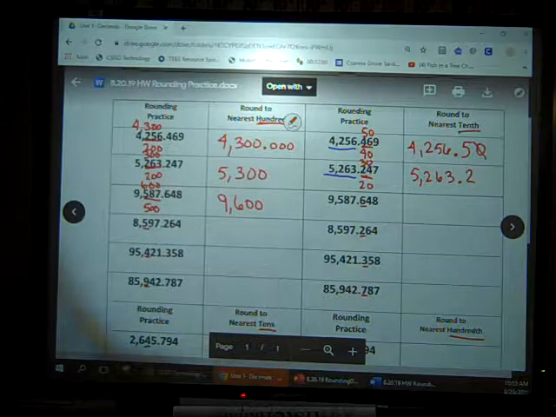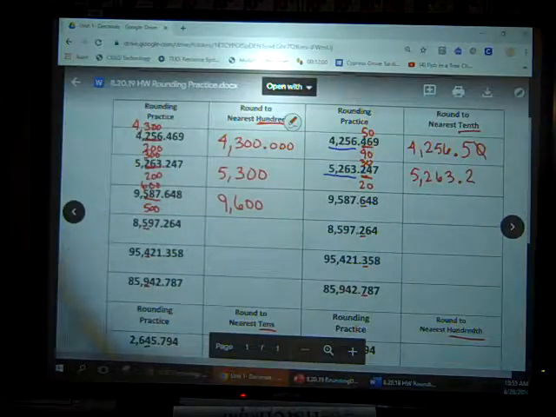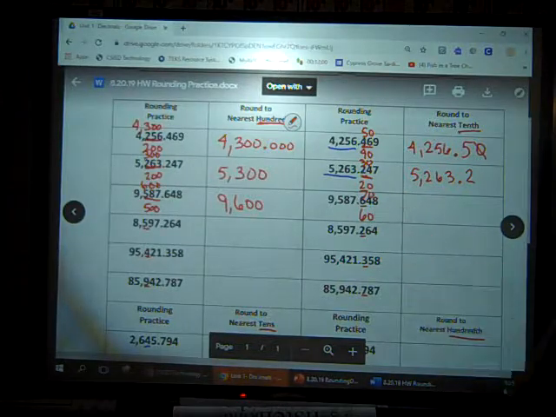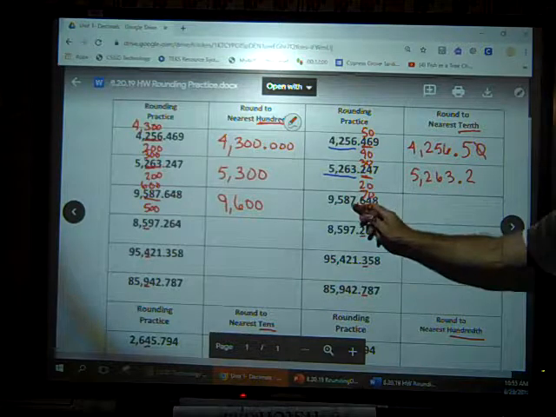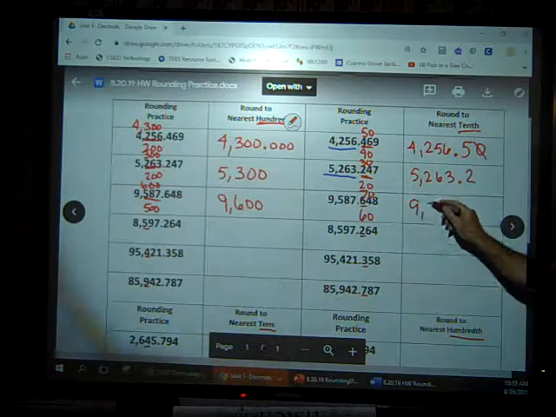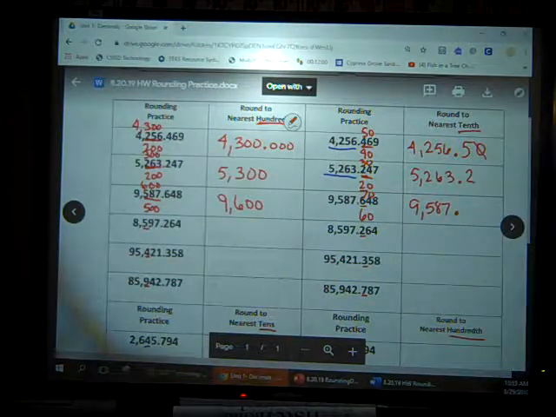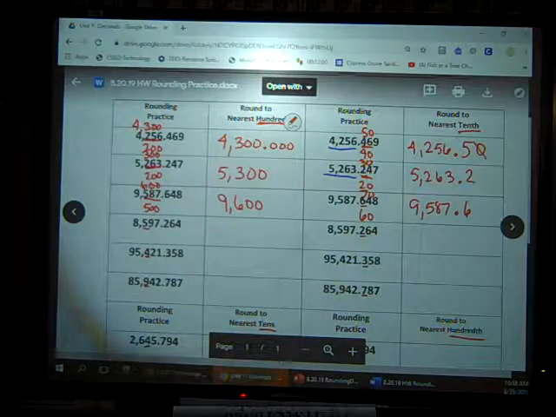Would anyone like to volunteer to give me the bookend numbers? Yes, sir. They are 60 and 70. Does anybody have something different, other than 60 and 70? Okay. Is anything in front going to change? So my answer will start with 9,587. And is my 64 closer to 60 or 70? 60. So then my decimal would be a 6. Does anybody have any questions on that so far?